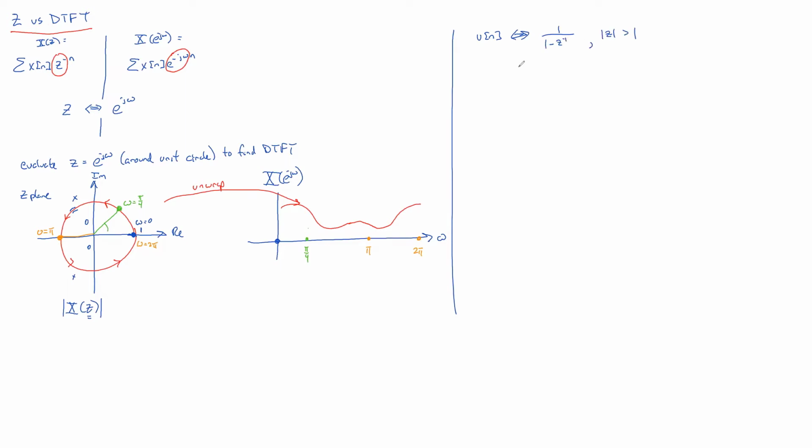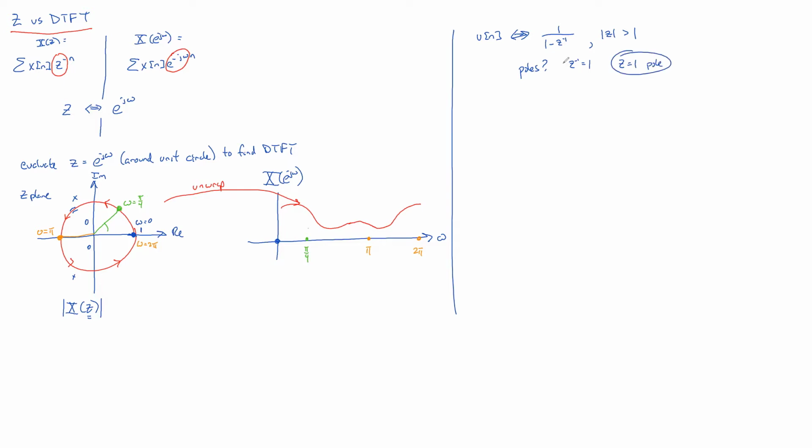Are there any values for which this thing blows up? Does it have any poles? Sure. When the denominator is equal to 0, it blows up. That's a pole. So when z to the negative 1 equals 1, it's a pole. Therefore, z equals 1 is a pole.